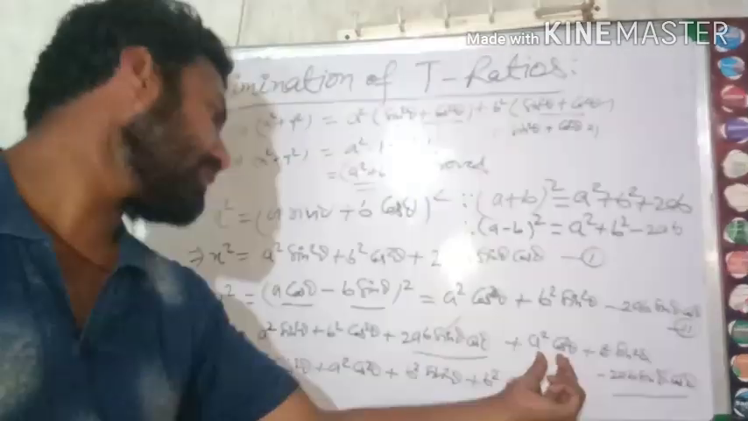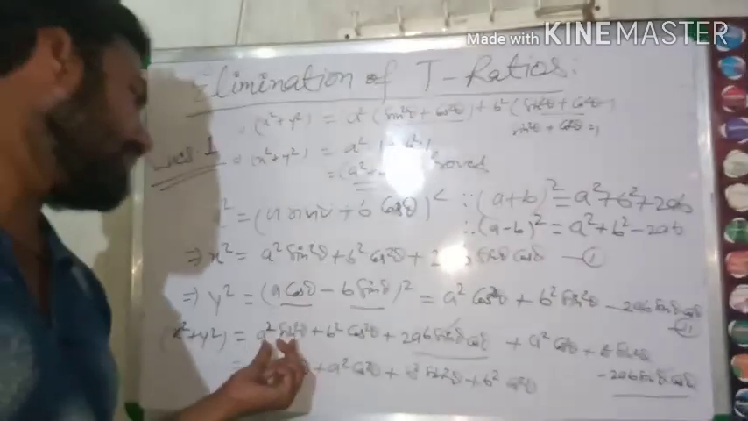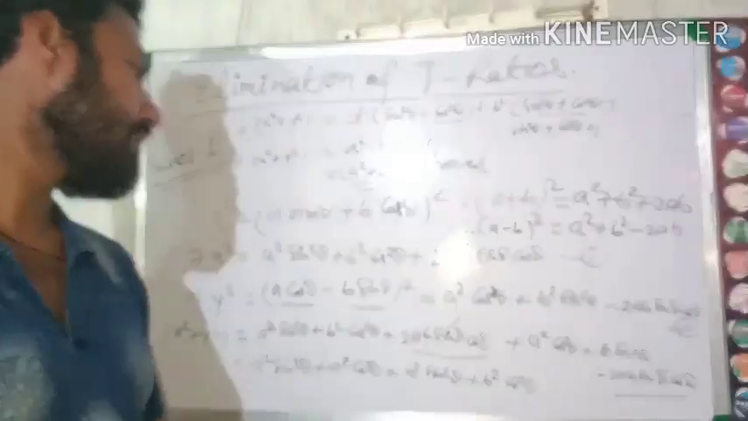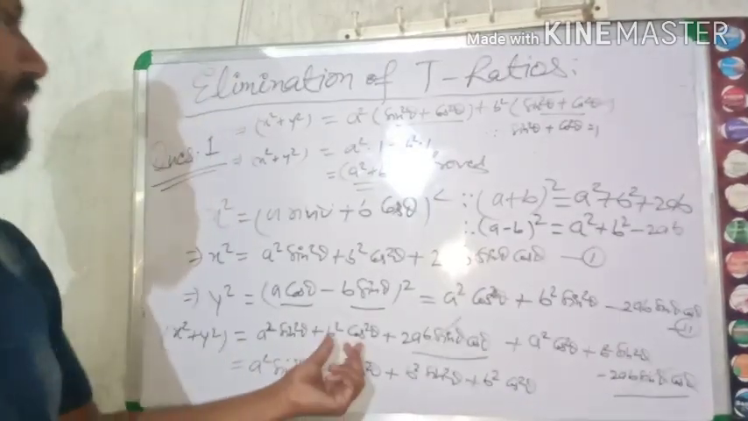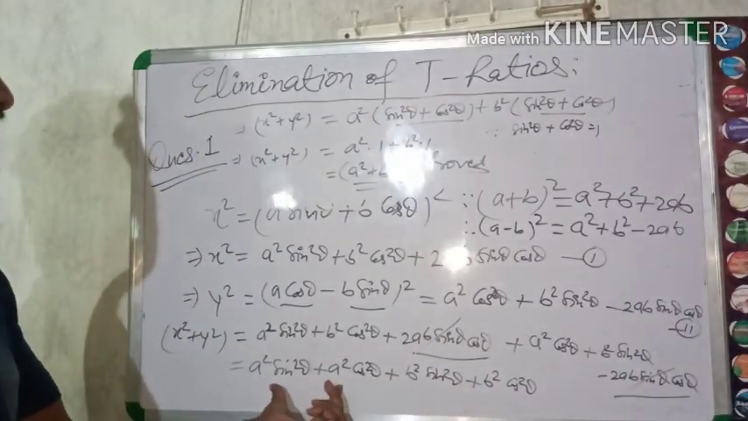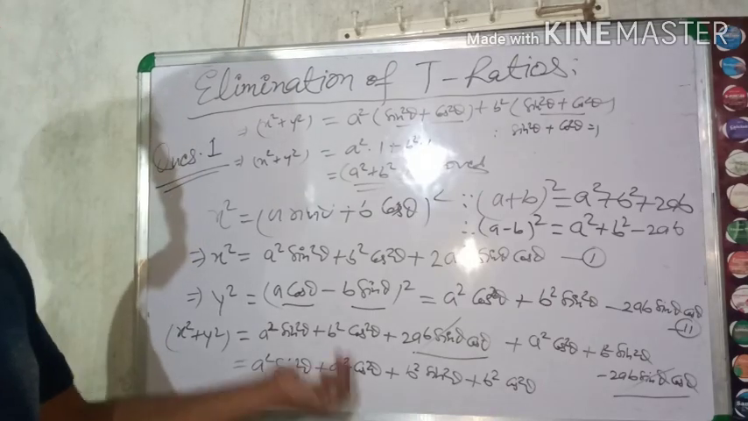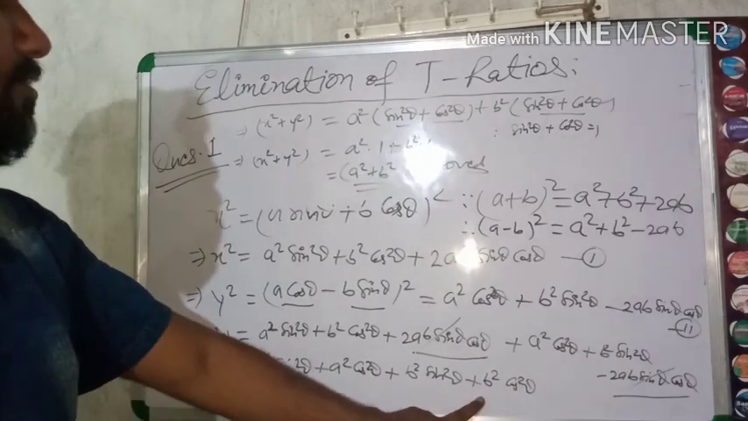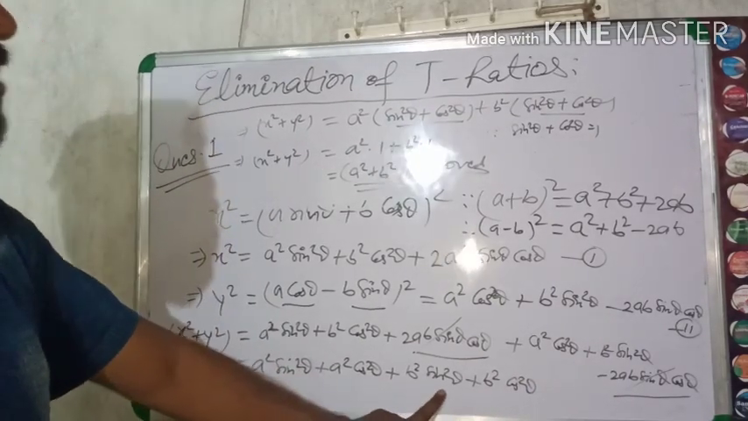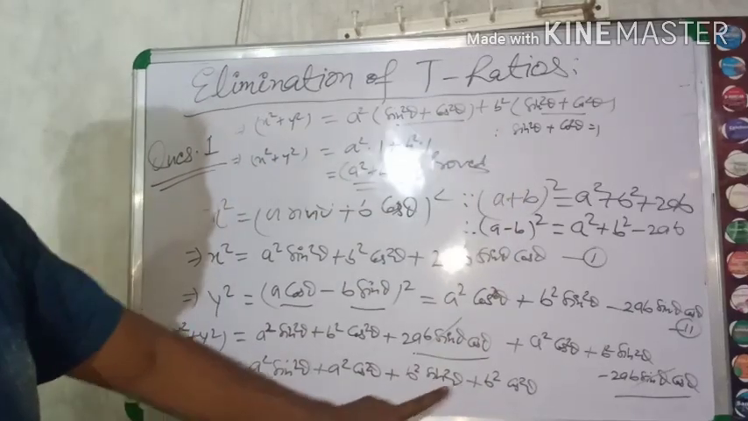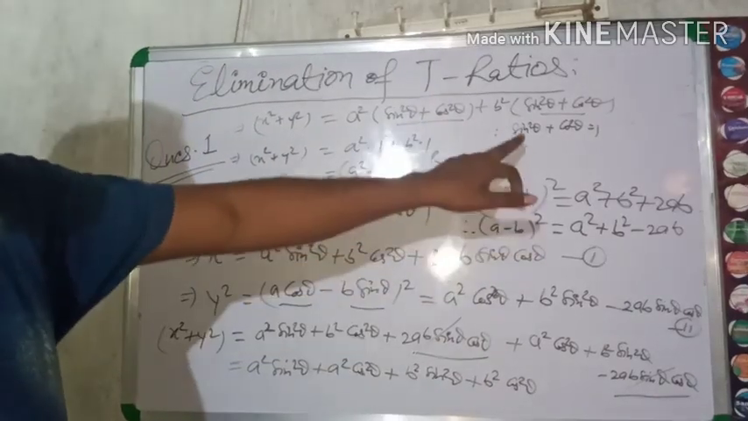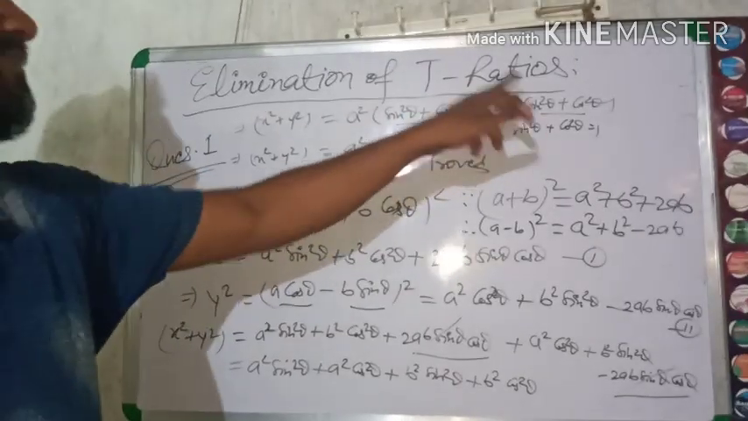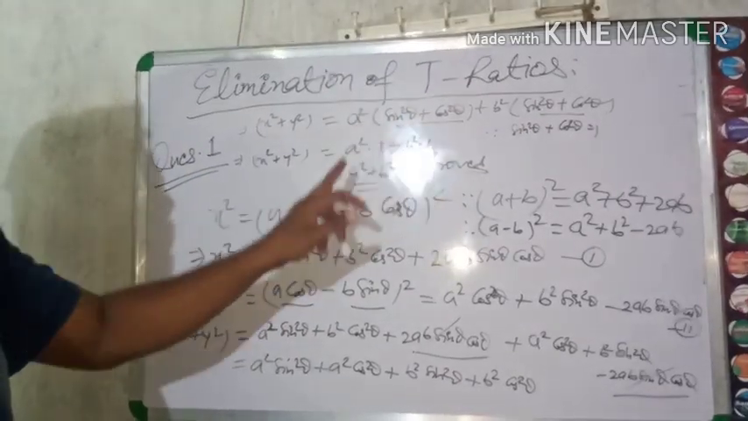Plus b square sin square theta plus b square cos square theta. Taking the first two terms, a square is common, and taking the last two terms, b square is common. So it is equal to a square (sin square theta plus cos square theta) plus b square (sin square theta plus cos square theta). We know that sin square theta plus cos square theta is equal to 1, and this is 1 and that is 1. Then a square into 1 plus b square into 1 is equal to a square plus b square.